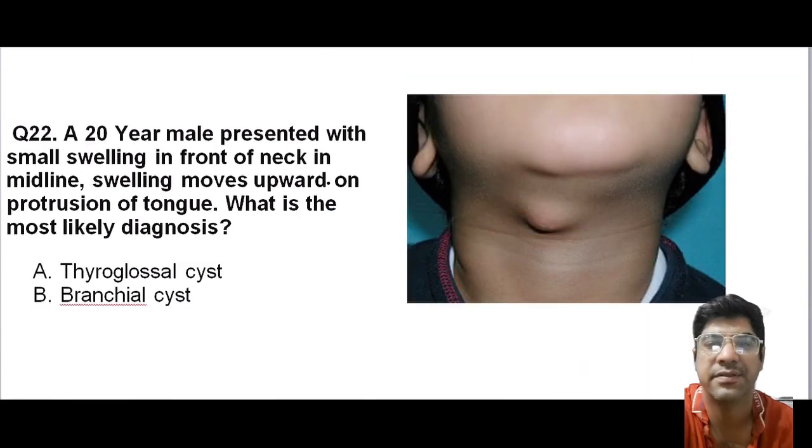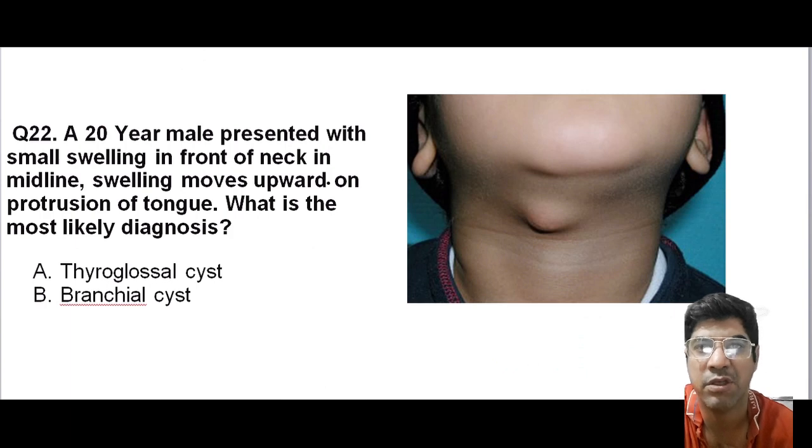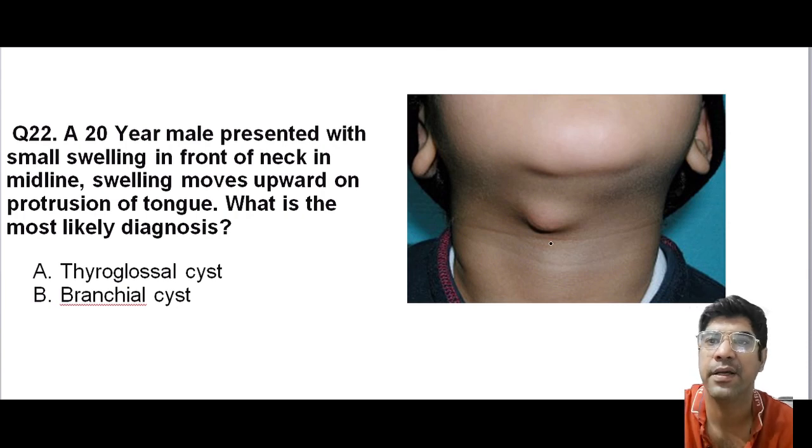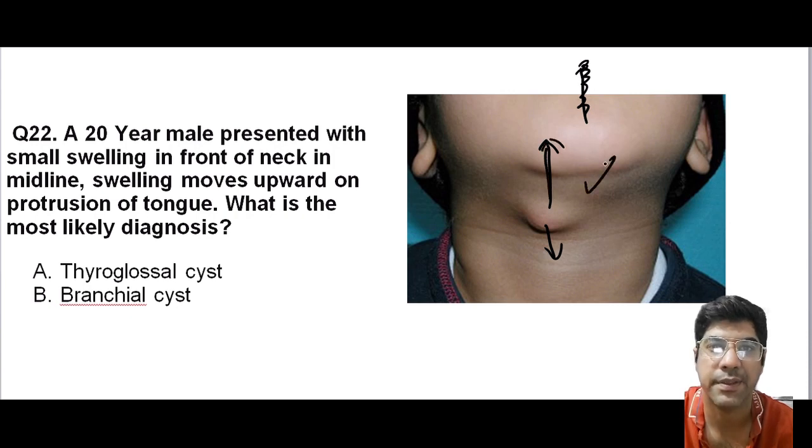A 20-year-old male presented with a small swelling in the front of the neck in the midline, a swelling that moves upward on protrusion of the tongue. As the patient protrudes his tongue, the swelling moves upward. The answer is thyroglossus cyst. It is a classic presentation of a thyroglossus cyst.